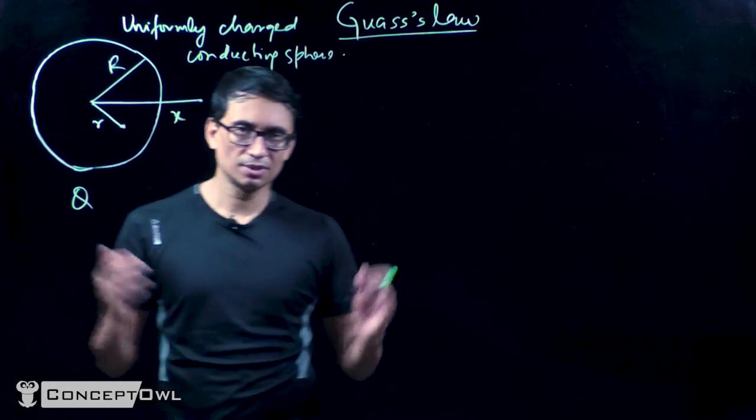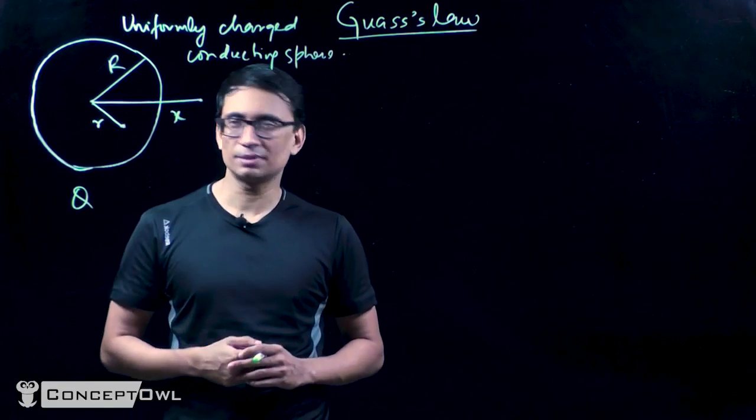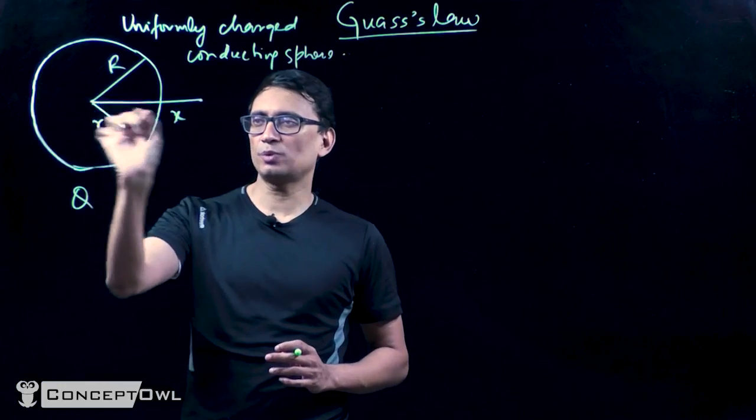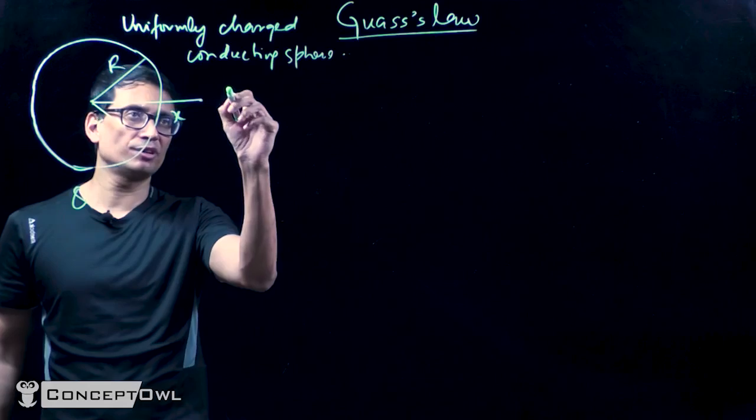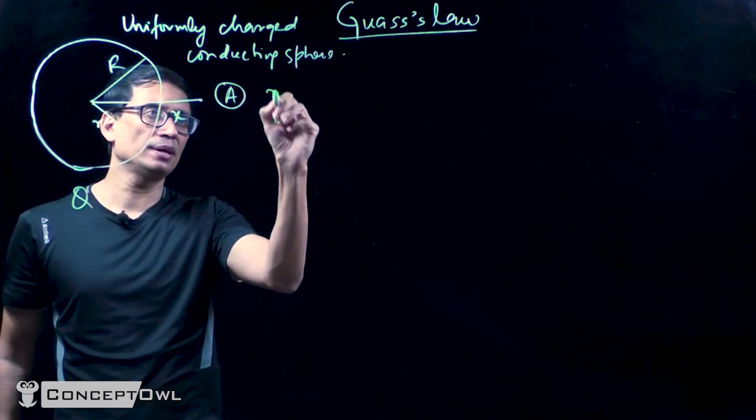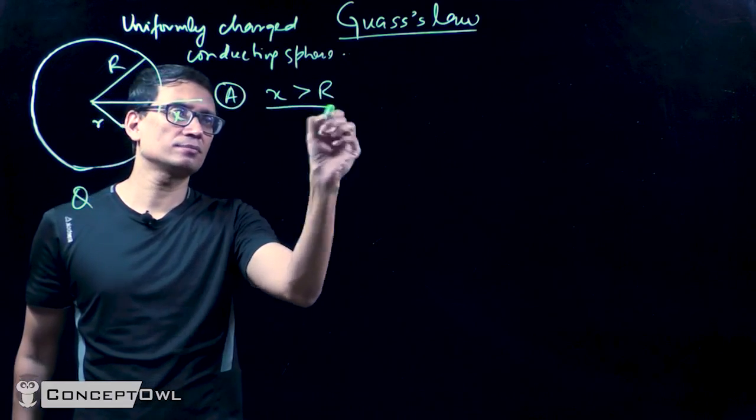Okay, so let's now solve it together. Let's take the first case, when you have a point at distance x, and x is greater than r. So we'll take the first case, scenario A, when x is greater than r.